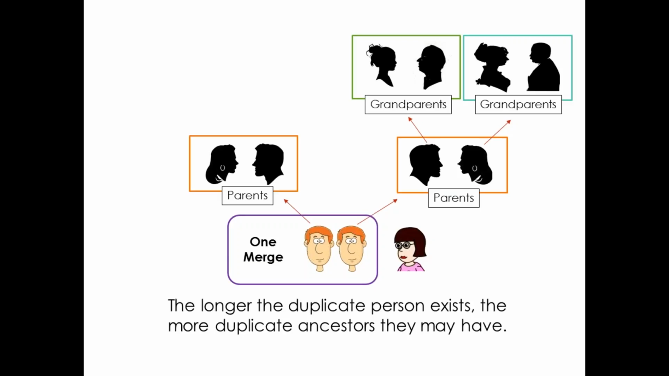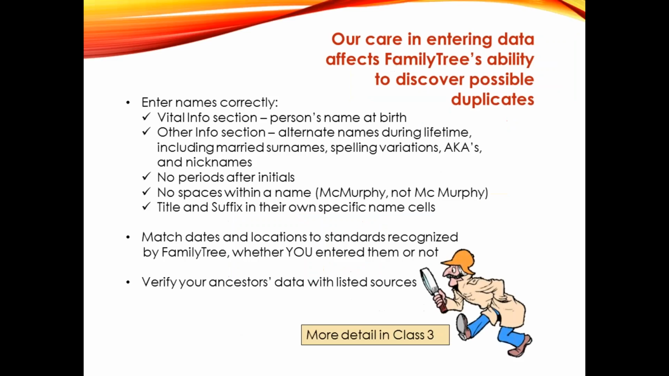Not only do we have his parents, but we've got a whole other group of folks that are attached to that person. I would like to emphasize in this class simply that our care in entering data correctly according to Family Tree's data entry standards, what they call standardizing that information, is very important to help Family Tree discover possible duplicate people who are already in the database for us. And so on this slide I'm providing a very quick summary of the most important facts about entering data correctly in Family Tree according to their rules.